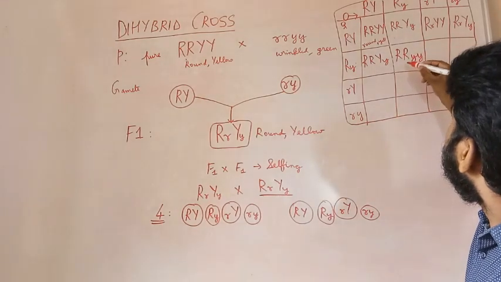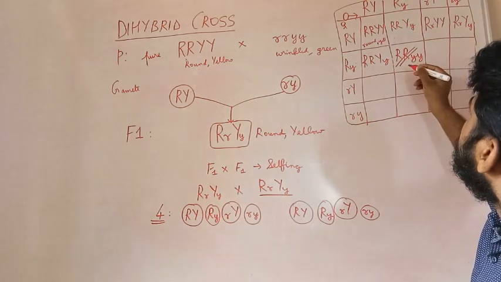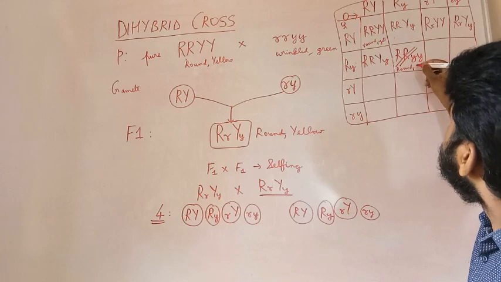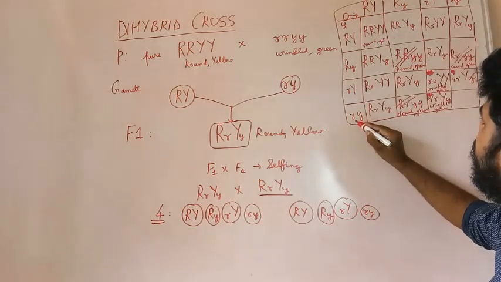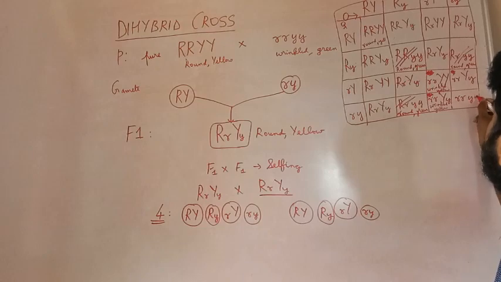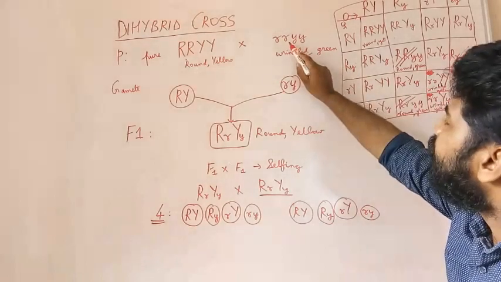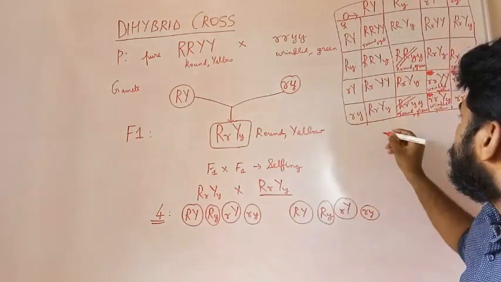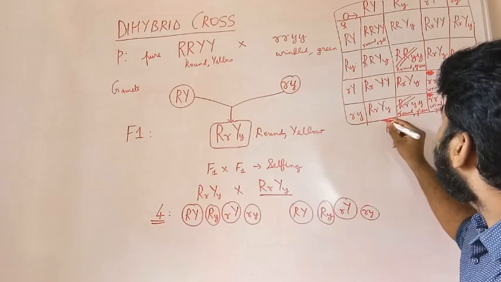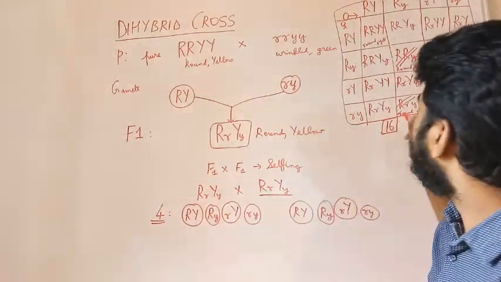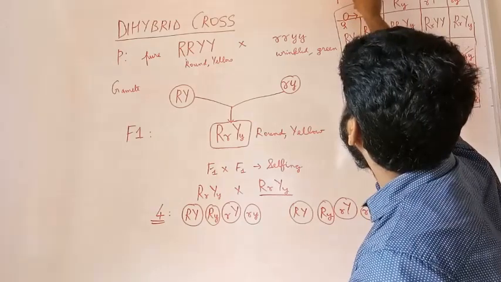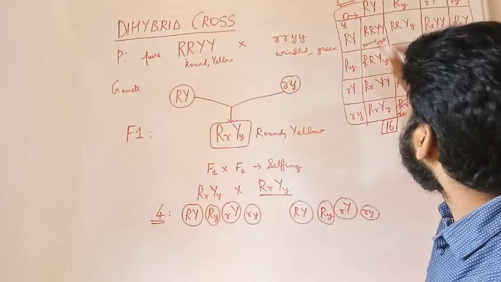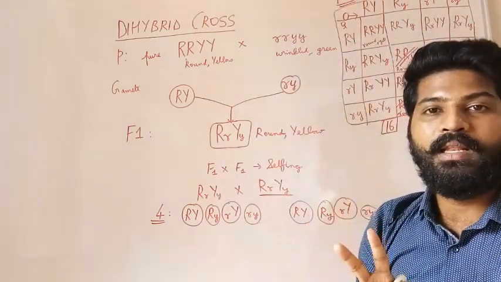This and this, capital R, small y. So mark this. This is round, small y is green, and finally we get small r, small y. That is similar to the parent, wrinkled green. These are the 16 possible outputs of the F2 generation. When we do F1 into F1, 16 possible combinations are seen in the second filial generation.